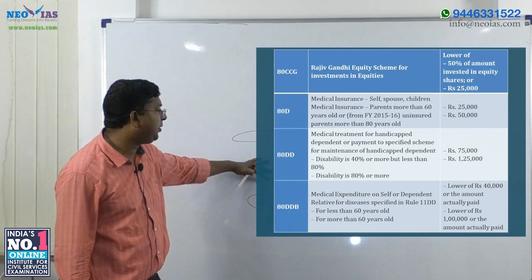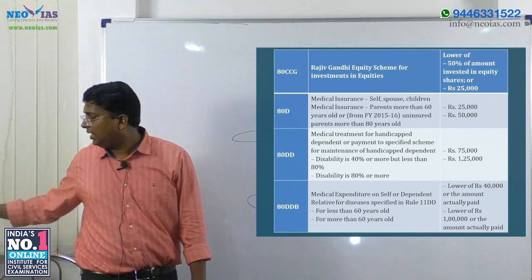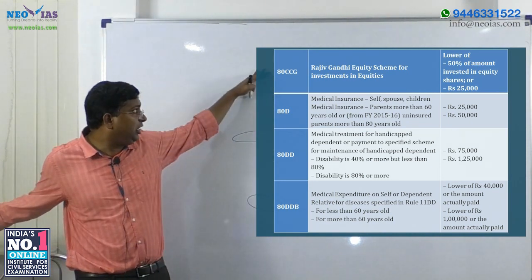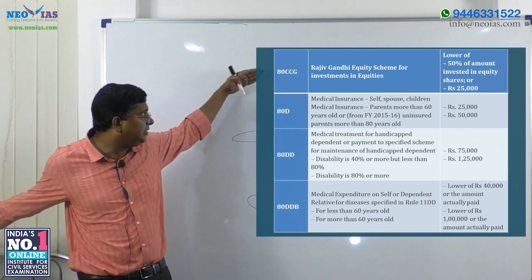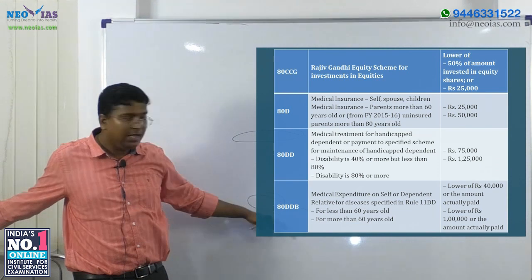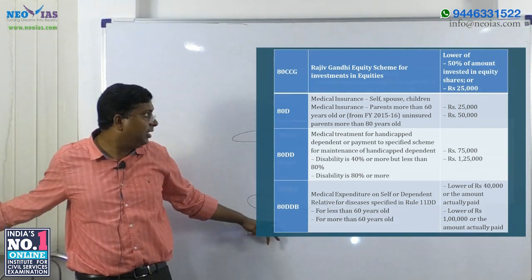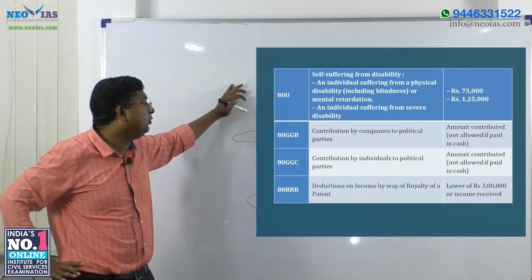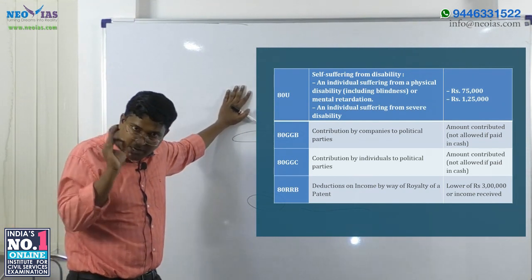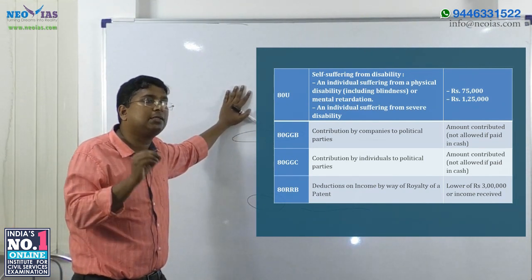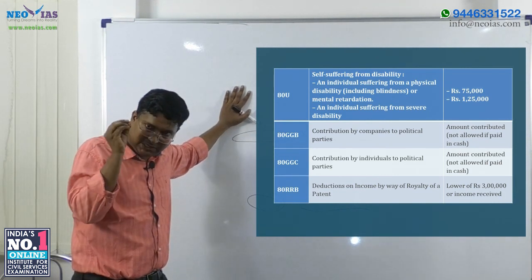Medical treatment for the handicapped, other related medical expenditure. So there are many. See, I'm just showing you that there are many. Not only section 80C, 80CCC, like this, 80D, 80DD, 80DDB. All these things are there, but not at all important for you, for the reason that they will not ask you this question. Okay. So there are many income tax savings provisions.